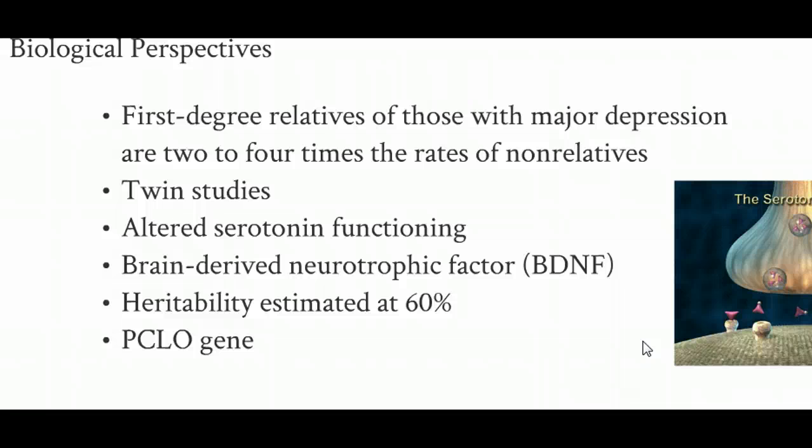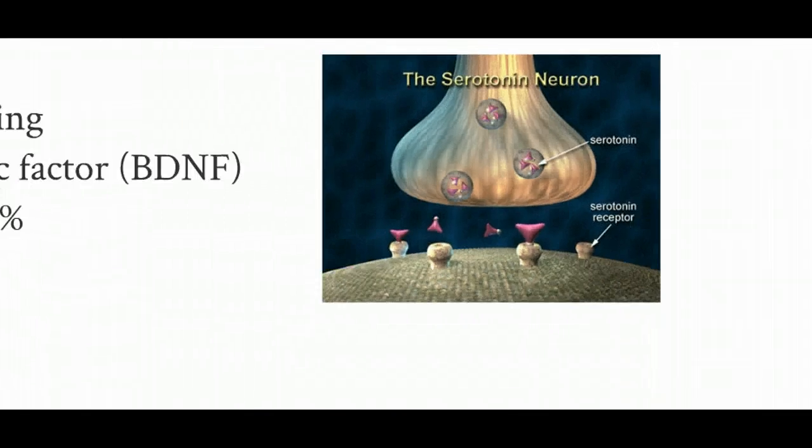So what is that other 40%? And it might be something like the PCLO gene. There's a number of different things.